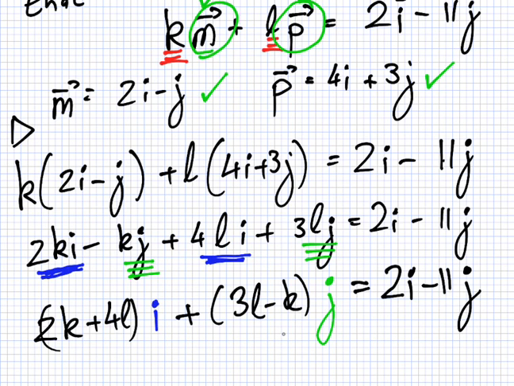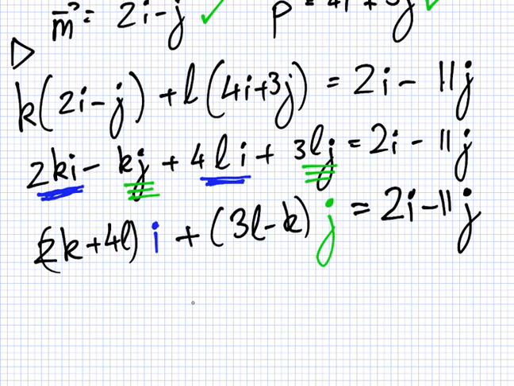Okay? Now you might think, well, this isn't so useful because I still don't know what the L and the K is. But there's a trick here. i and j are independent. Do you know this word, independent? Yes? I'm independent. Good for you.